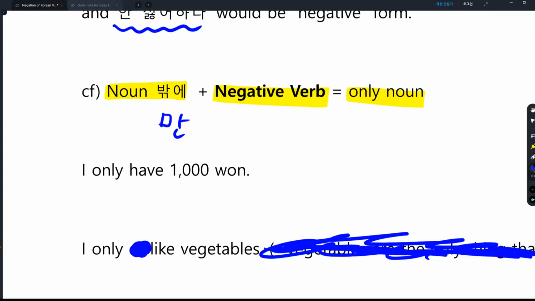잠깐만요. I forgot to turn my phone off. It's vibrating. 잠깐만요. Okay, sorry about that, guys.